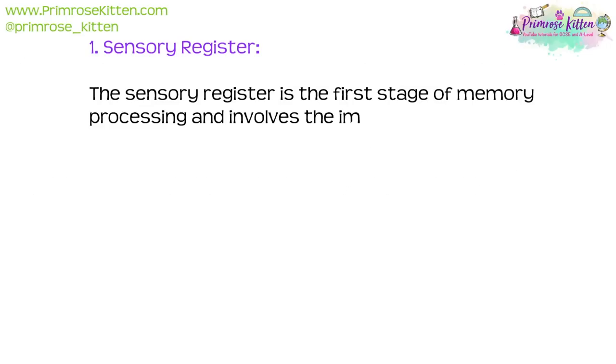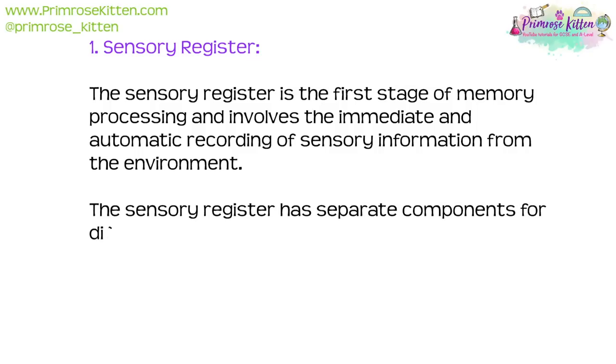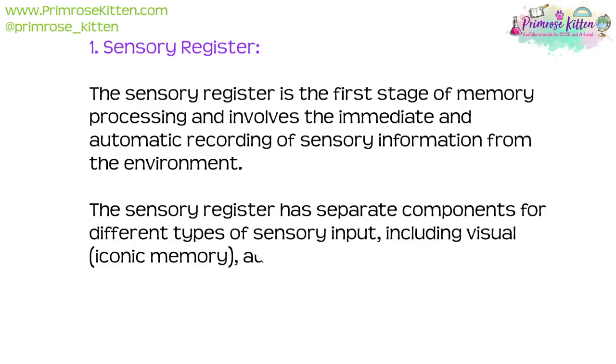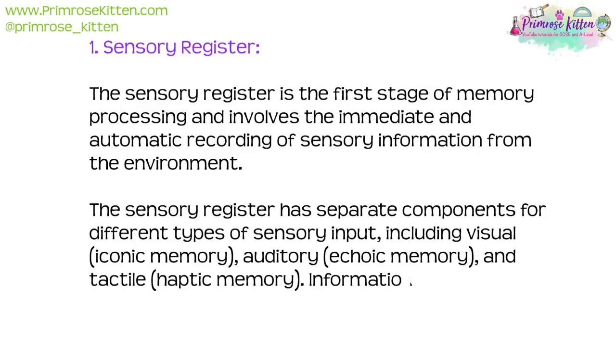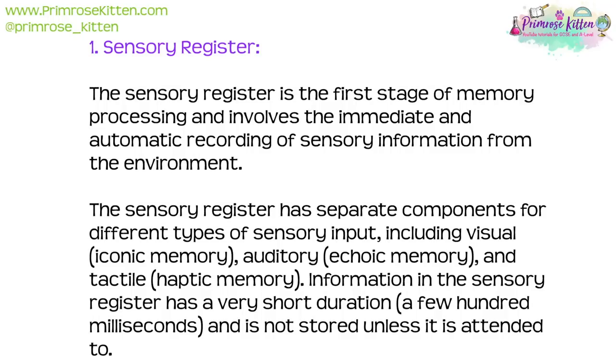The sensory register. The sensory register is the first stage of memory processing and involves the immediate and automatic recording of sensory information from the environment. The sensory register has separate components for different types of sensory input, including visual or iconic memory, auditory or echoic memory, and tactile or haptic memory. Information in the sensory register has a very short duration, a few hundred milliseconds, and is not stored unless it is attended to.